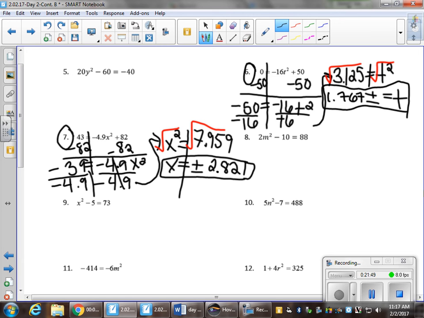Yep. That one just, 49 is a perfect square because 7 times 7 is 49. Just make sure you put plus or minus.